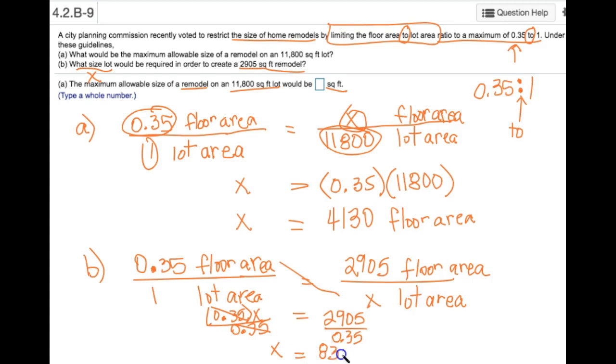And that would give us 8,300. And if you think about it, that makes sense because the floor area is going to be a smaller number than the lot area because 0.35 is smaller than 1. So visually check it: this is a smaller amount than my x value, 8,300, which would be down here in my denominator. So at least ratio-wise, that would make sense, that this number should be smaller and this number should be bigger. So I hope that helps. Let me know if you have further questions.